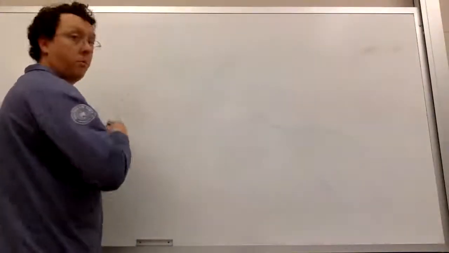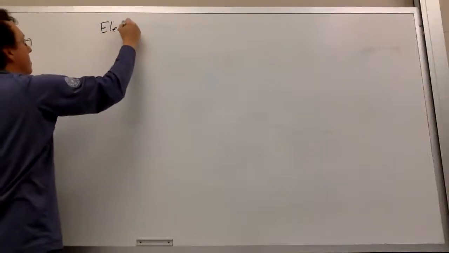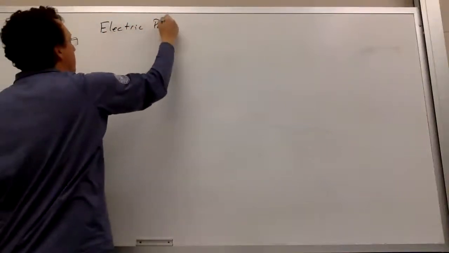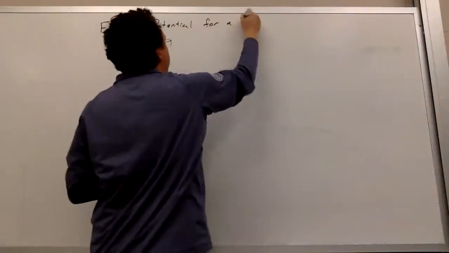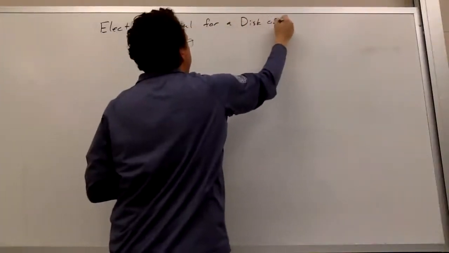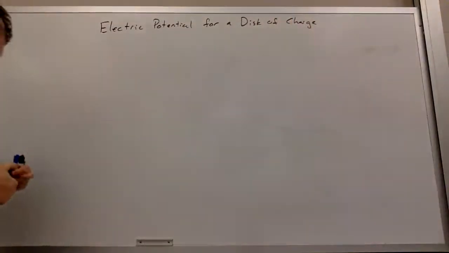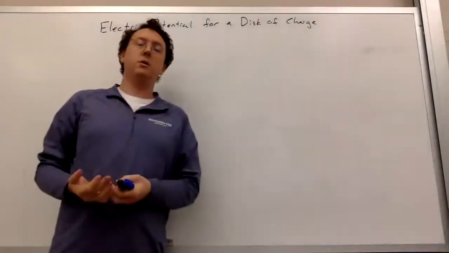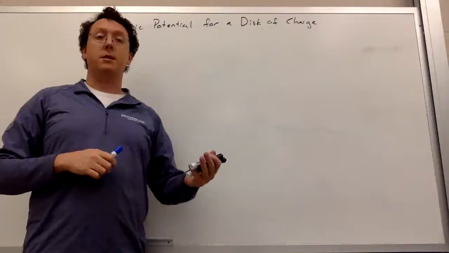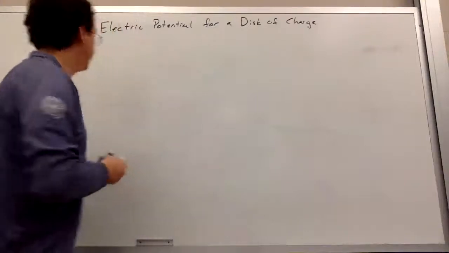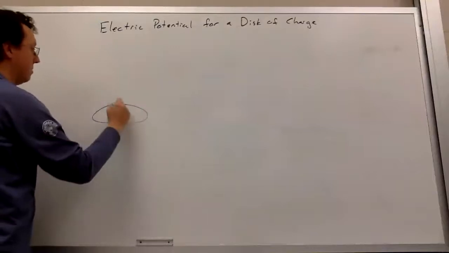Hey guys, we're going to work out the electric potential for a disk of charge. This has a very similar geometry to the ring example, which we just finished, but the charge is spread out a little differently. So I'll go ahead and draw really the same basic shape.